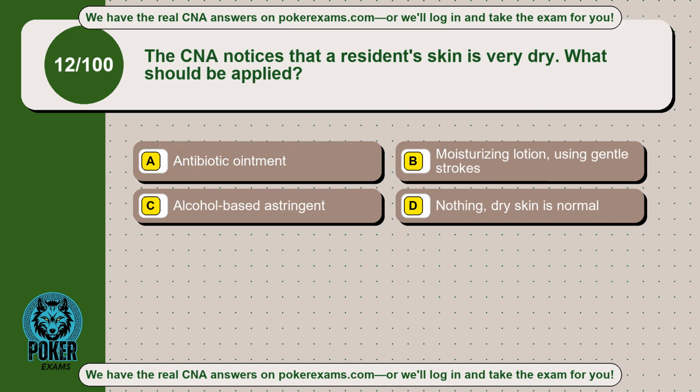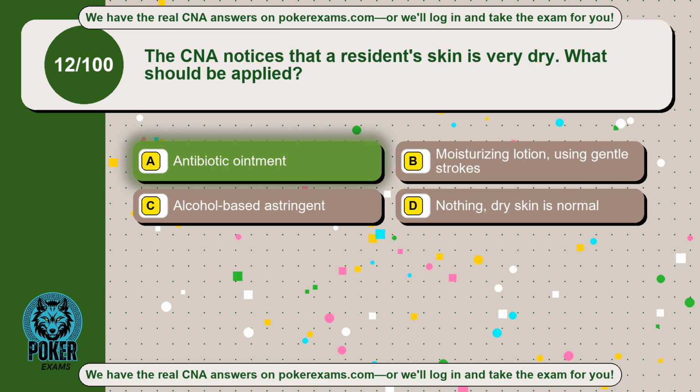Question 12. The CNA notices that a resident's skin is very dry. What should be applied? Option A, antibiotic ointment. Option B, moisturizing lotion, using gentle strokes. Option C, alcohol-based astringent. Option D, nothing, dry skin is normal. The correct answer is option A, antibiotic ointment.